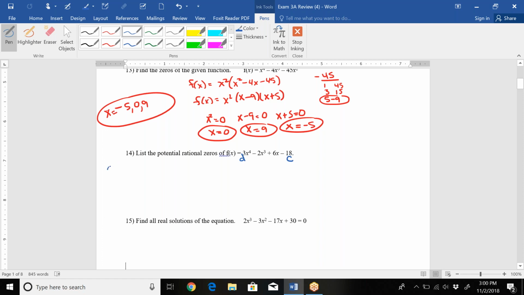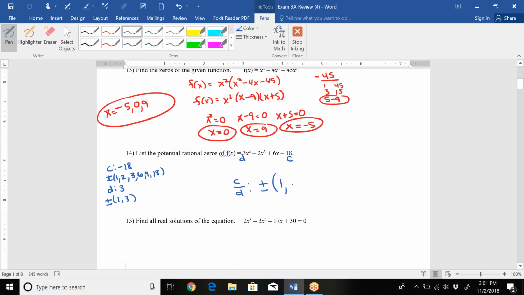So C is negative 18, and its factors are plus or minus, and I make my whole list plus or minus 1, 2, 3, 6, 9, and 18. Those are all numbers that go into 18. And our D factor is 3, so plus or minus 1 and 3. So our C over D list of potential rational zeros is plus or minus, and then we have our long list, and you put each C over each D.